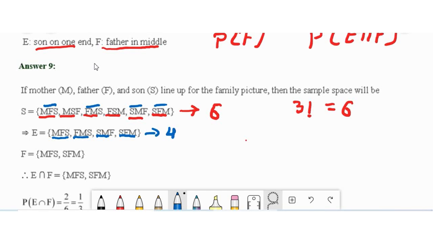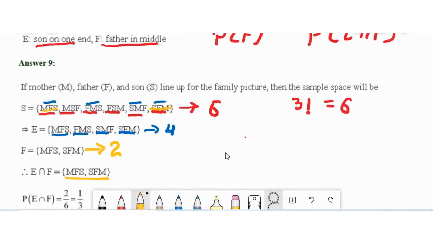Okay, then father is in the middle. Now you just check where the father is coming in the middle. Alright, father is in the middle here, and father is in the middle in the last one. So MFS and SFM. So the total outcomes is 2 for event F. Now the intersection you can find out very easily. So this is your intersection.